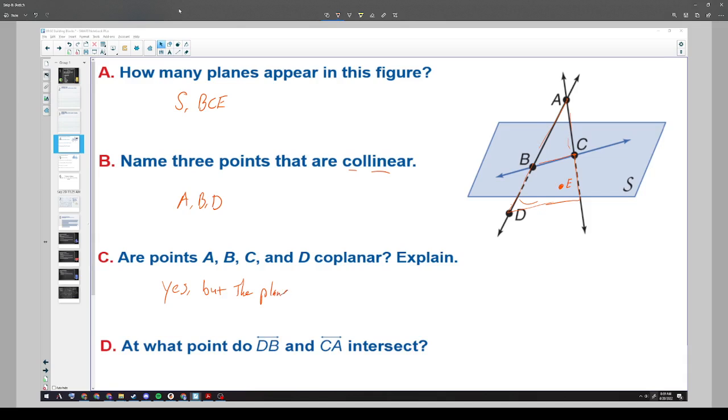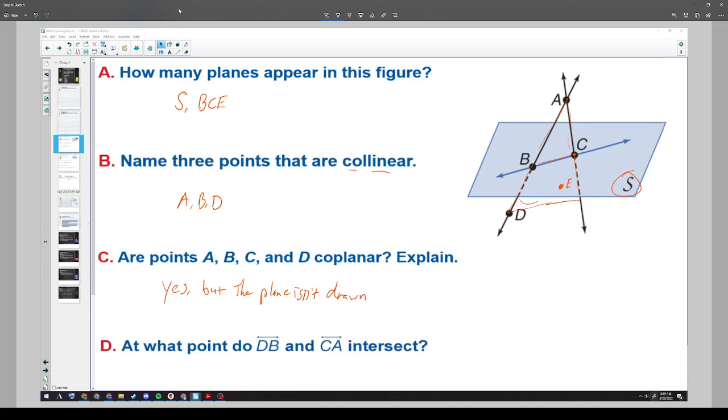So I'm not entirely positive what the book wanted as an answer here, but to me, yes, they definitely are coplanar, but they're not coplanar on S. They're coplanar on a plane that's not shown.